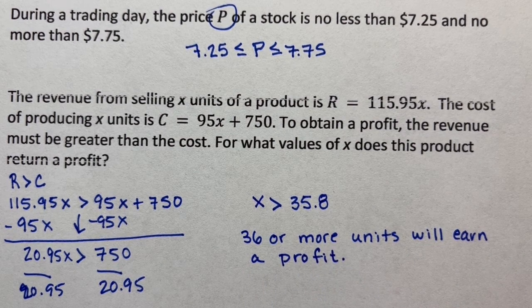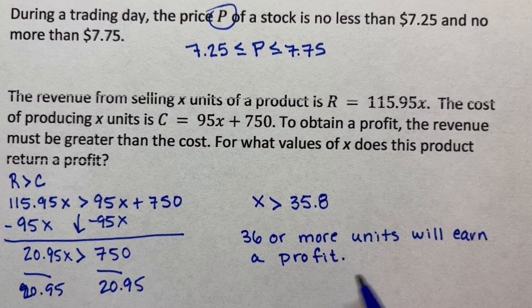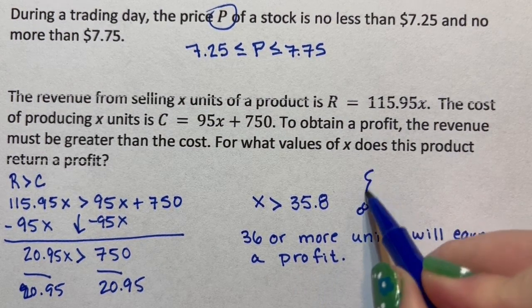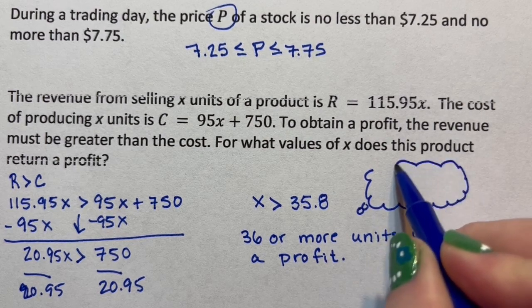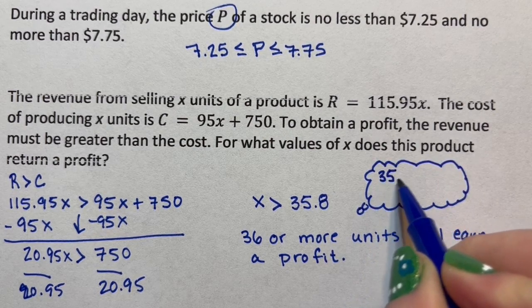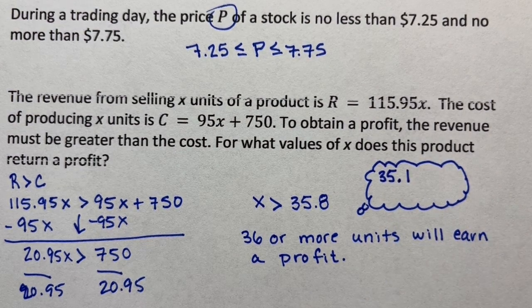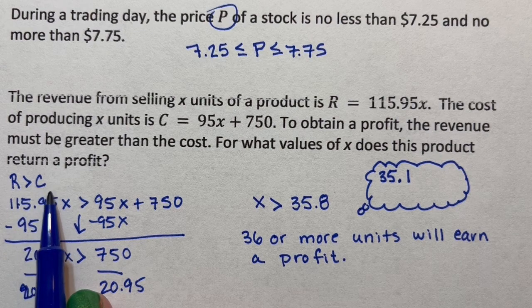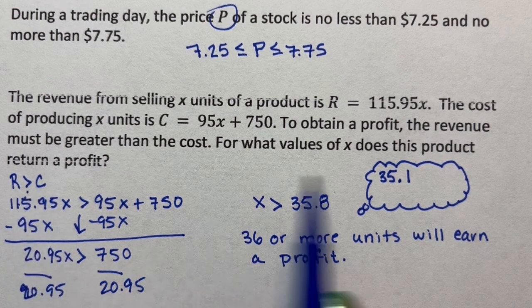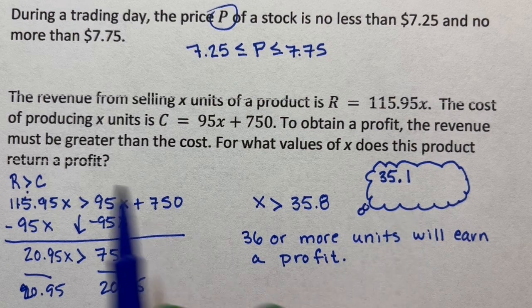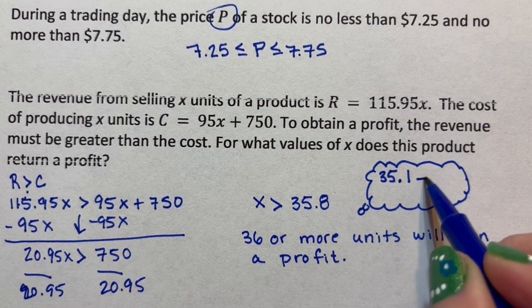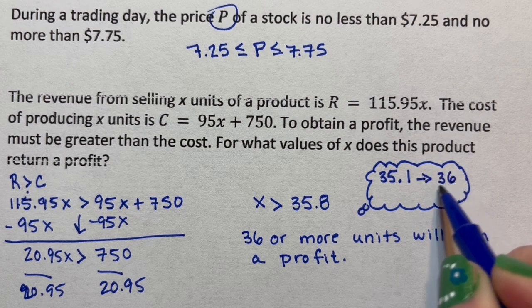I want to note for the record that if my answer, this is my little thought bubble, if my answer had been 35.1, I still would have rounded it up to 36. Because if I had rounded that down to 35, as we normally do in math, I would not have earned a profit. My revenue would not have been greater than my cost. If I put 35 into this with a 35.1, costs would still win. This would still need to be rounded up to 36.